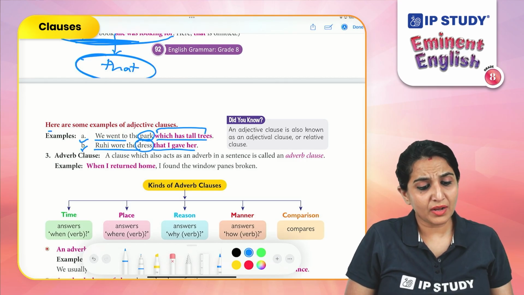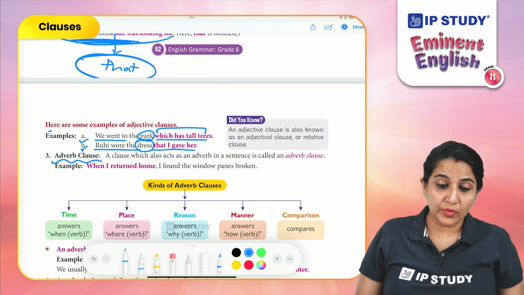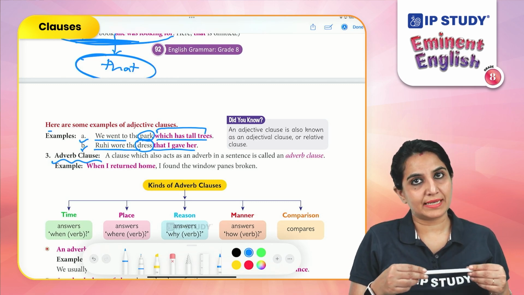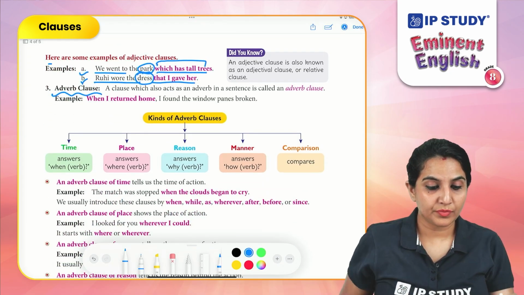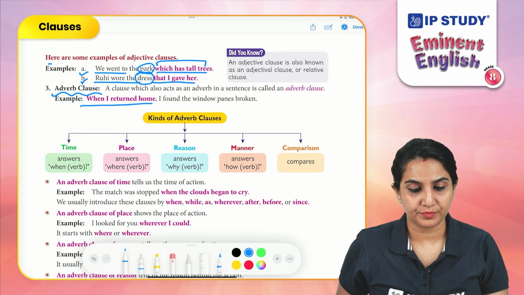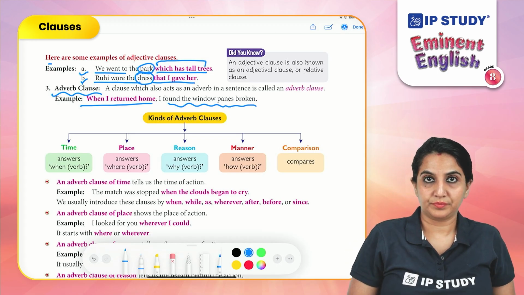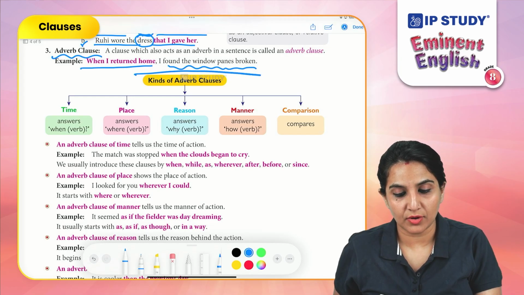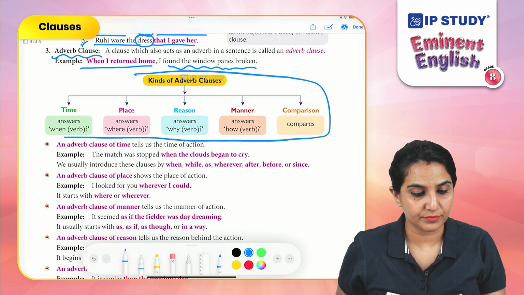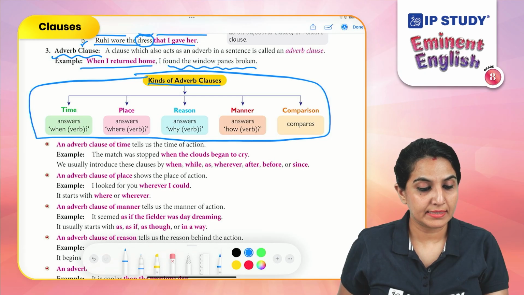Now, what is an adverb clause? A clause which acts as an adverb in a sentence is called an adverb clause. For example, when I returned home, I found the window panes broken. Let's look at this chart carefully. Kinds of adverb clauses. Time.